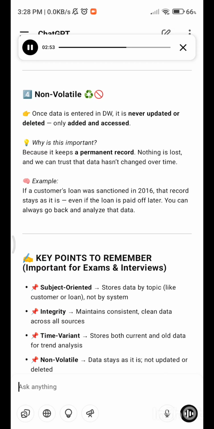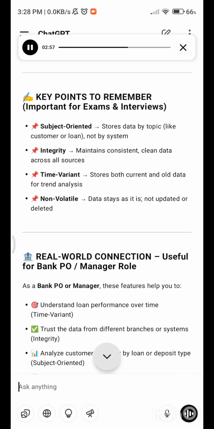Key points to remember. Important for exams and interviews. Subject-oriented, stores data by topic, like customer or loan, not by system. Integrity, maintains consistent, clean data across all sources. Time variant, stores both current and old data for trend analysis.